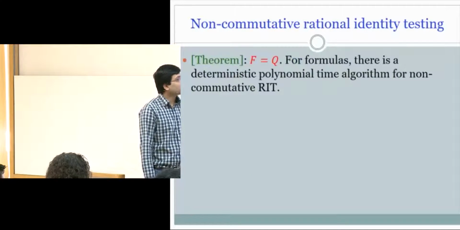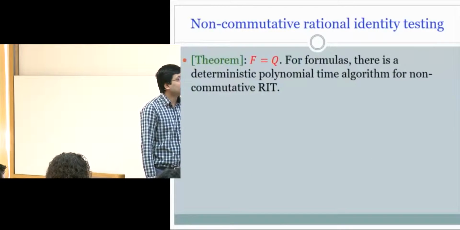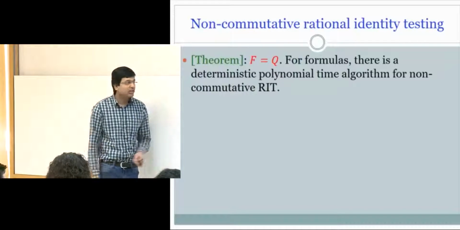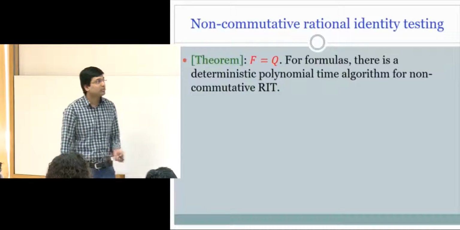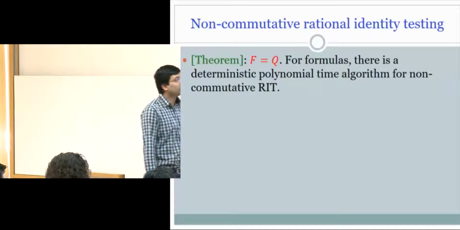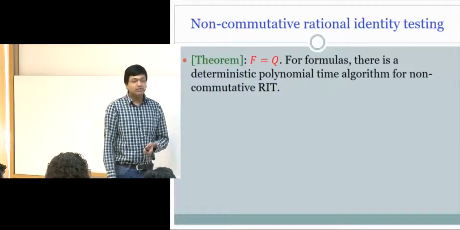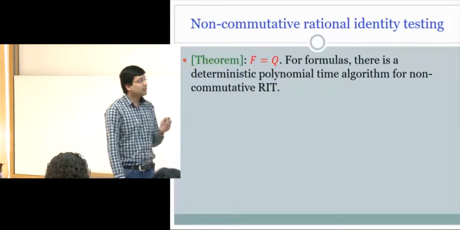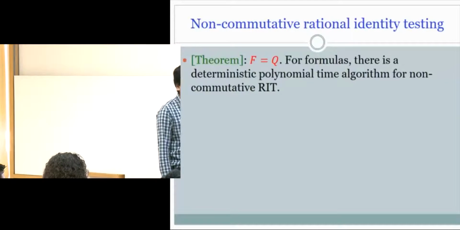Okay. So our main result is, if the field is the rational numbers, or you consider any subfield of the complex numbers, we give a deterministic polynomial time algorithm for this problem. For non-commutative rational identity testing, there is a deterministic polynomial time algorithm when the representation is a formula.